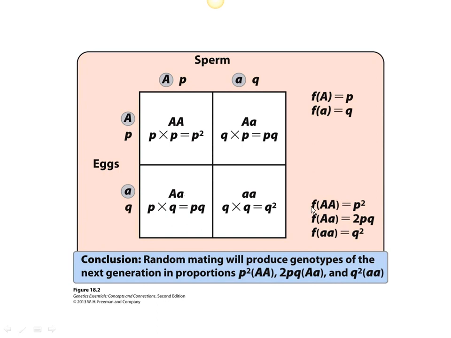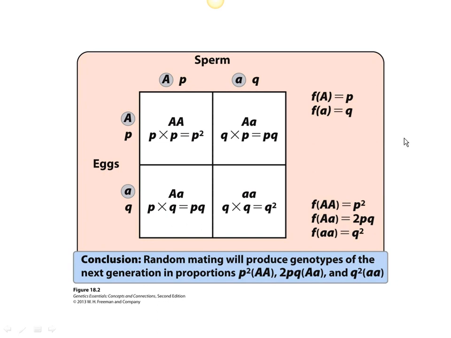And so over here we have the frequency with which the next generation will yield a homozygous dominant individual is represented by p squared. The frequency with which you would get a homozygous recessive individual is q squared. And the frequency with which you'd get a heterozygous individual is 2 times p times q. So you may recognize some of these numbers.